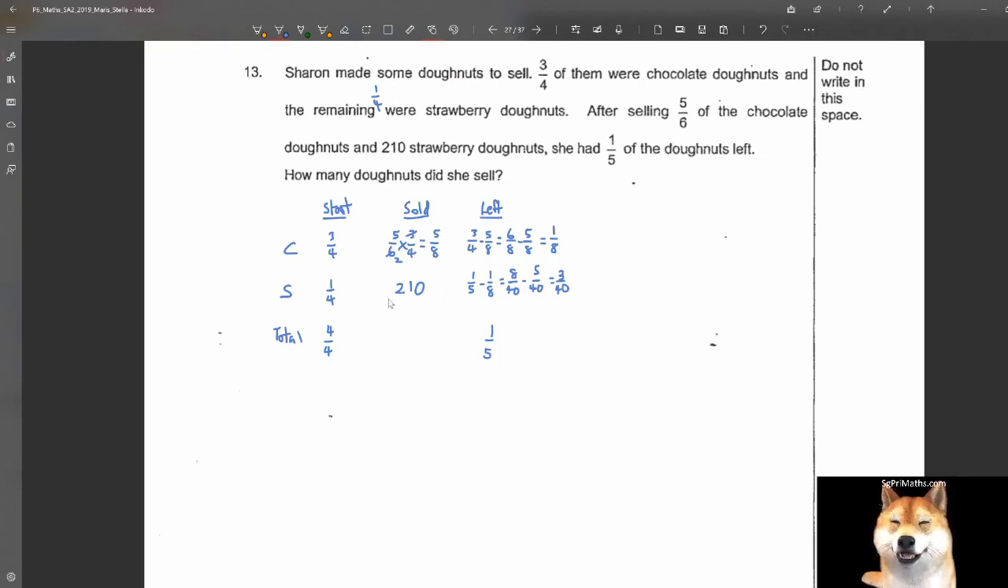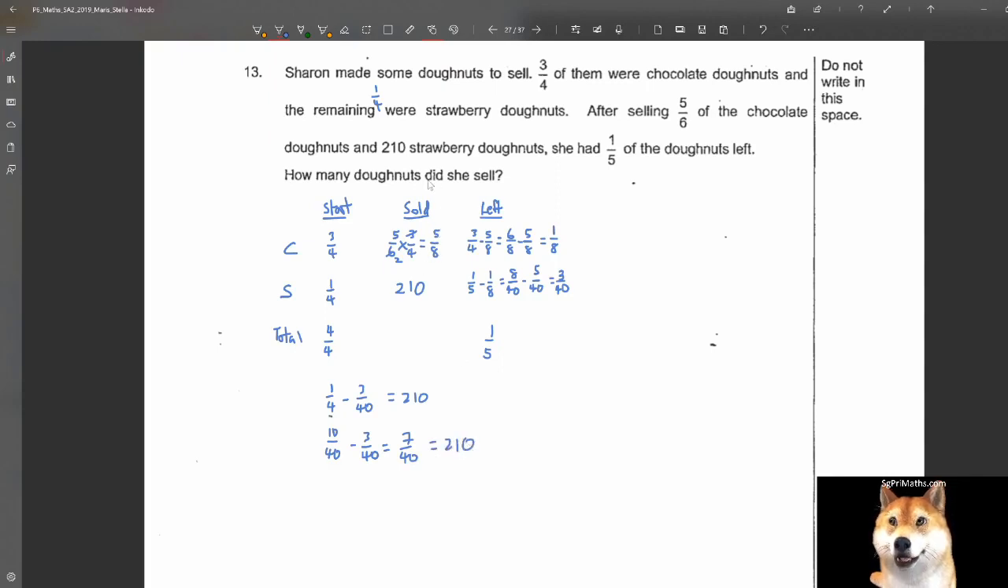So in the question, the only number they gave was the strawberry, 210. So for 1/4 to 3/40, the change is 210. That means 1/4 minus 3/40 gives you 210. So change both to the same denominator. 10/40 minus 3/40 equals 7/40 equals 210.